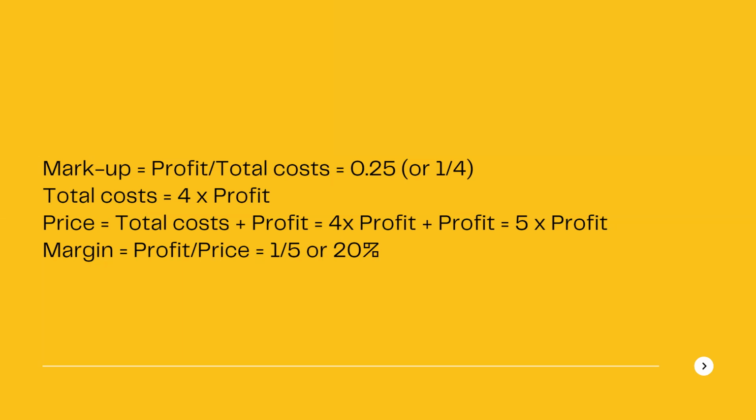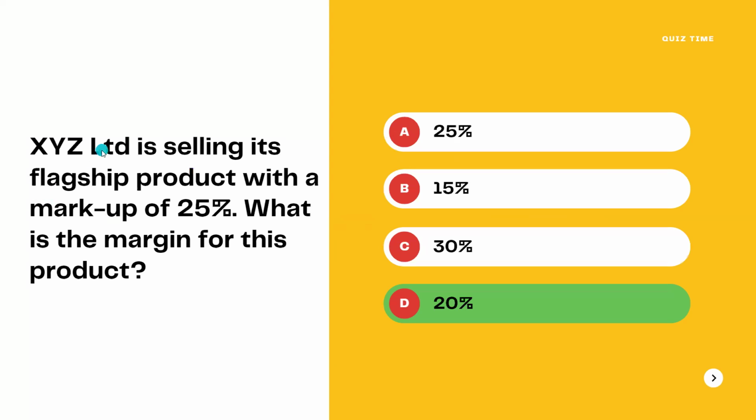And the price equals total cost plus profit, or 4 times profit plus 1 time profit. That is 5 times profit. Right? So the margin is equal to profit divided by the price, or 1 time profit divided by 5 times profit. Then it should return a result like 20%, right? So the margin here is 20%. And again, congratulations to anyone selecting D.